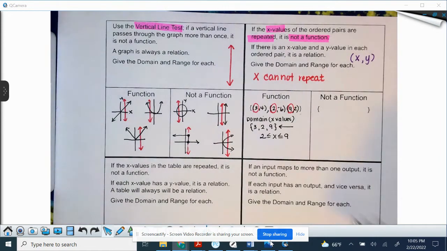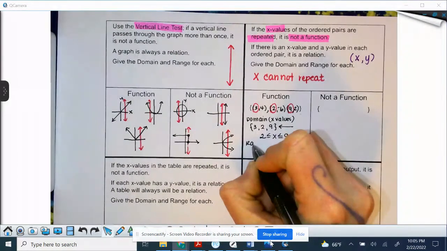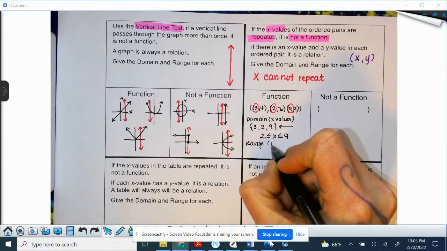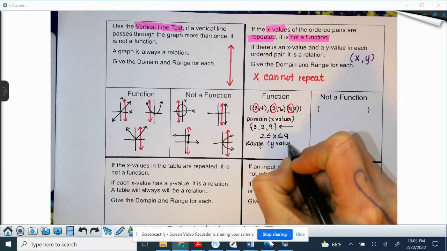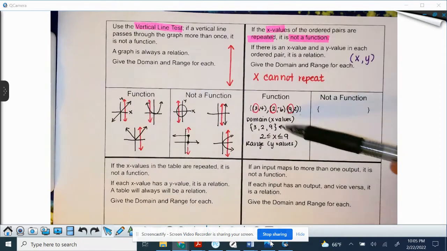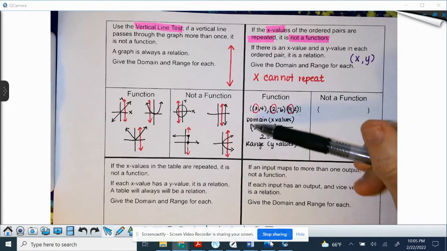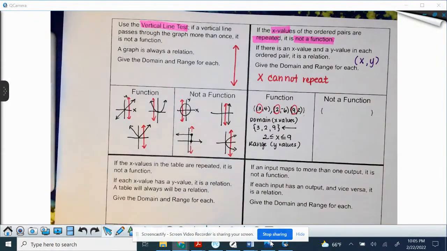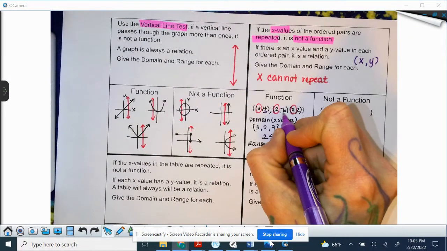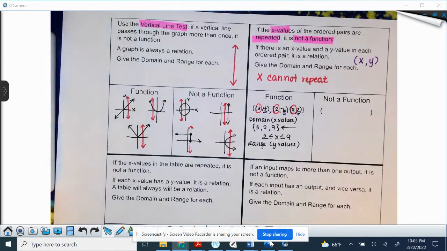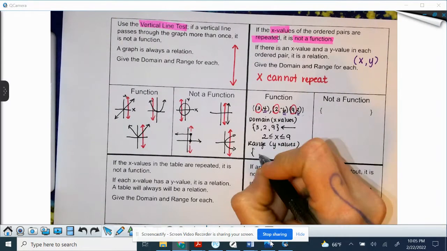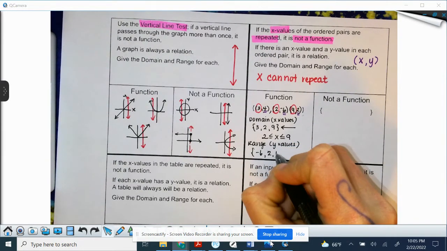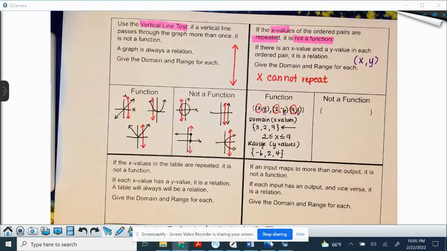All right, and then our range is our y value. And if you get these mixed up, it's alphabetical. So we know X comes before Y and D comes before R. So again, now I'm looking at my y values. So 4, -6, and 2. And this is just discussing our range. So -6, 2, and 4. I just put them in numerical order. It doesn't matter what order they are. The range is just stating that those y values are used for this function.